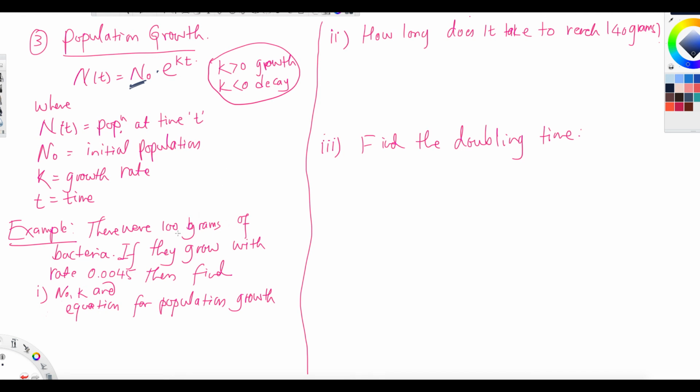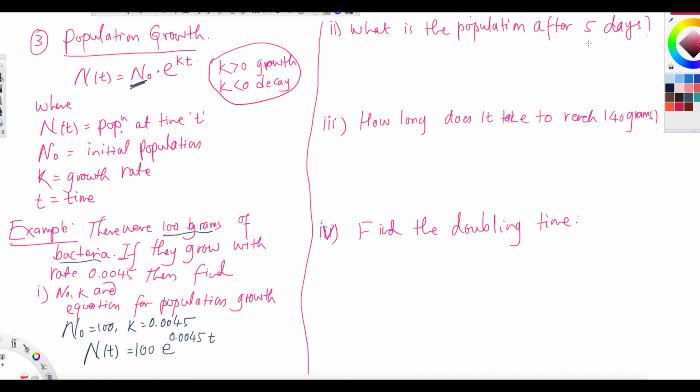There were 100 grams of bacteria at the beginning. So this is the beginning bacteria. If they grow with the rate of 0.0045, this is the growth rate, right? Then find n0 and k, and then write the equation for the population growth. So what is n0? n0 is 100, right? What is k? k is 0.0045. So what is the equation for the population growth? You can write n(t) equals n0, which is 100, times e to the k, which is 0.0045, times t. This is the equation for the population growth.